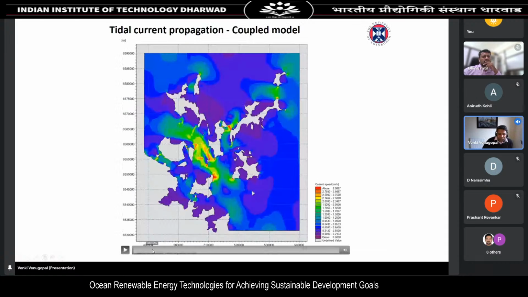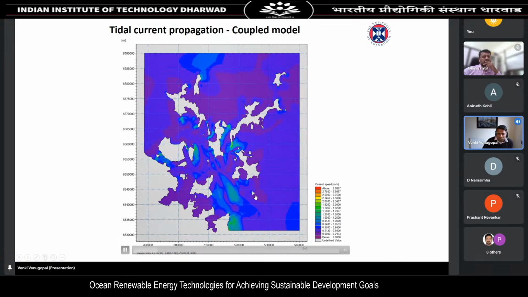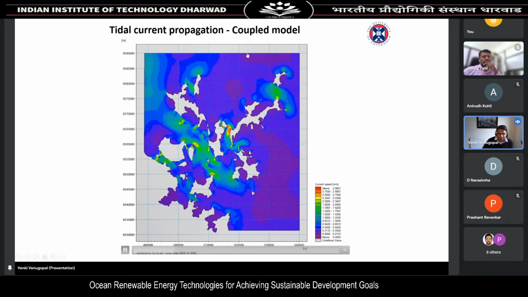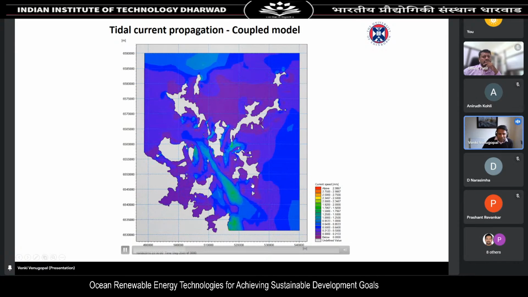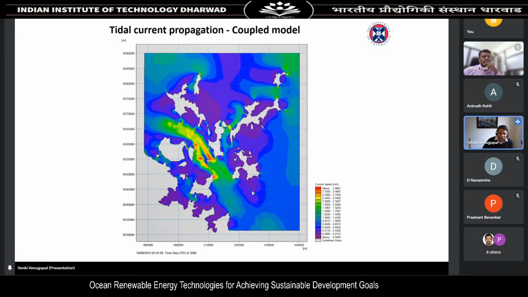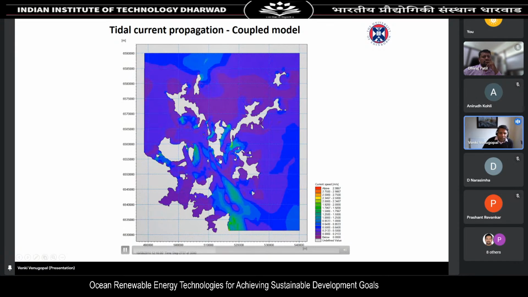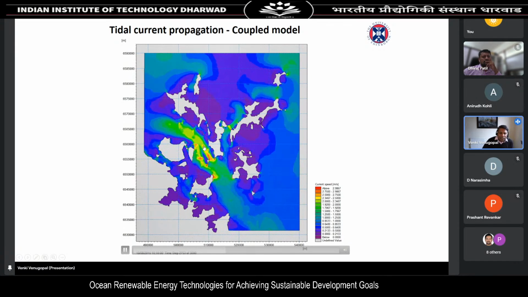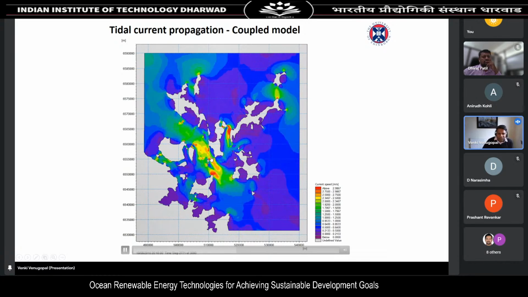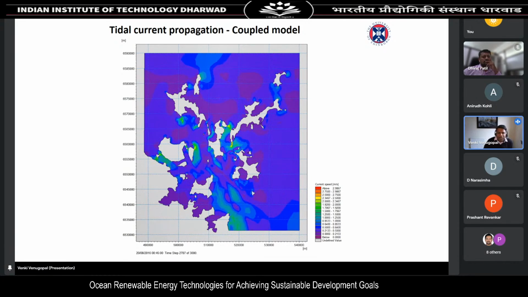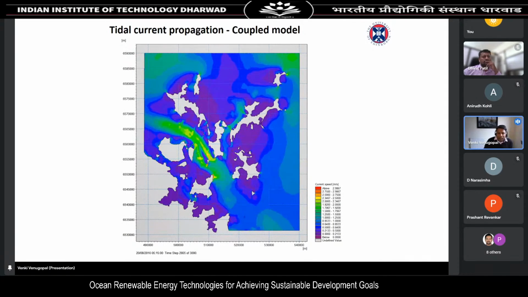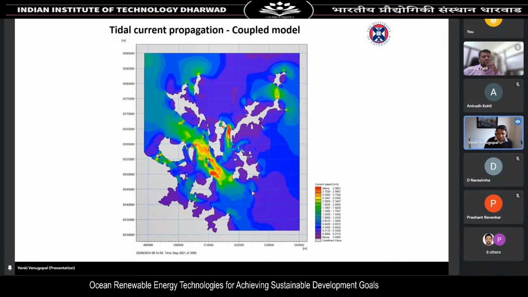And you could see the spatial variation of tidal current reaches more than 3 meters per second for the time period I have simulated. But these kinds of numerical models tell us where the tidal current is stronger, so that the developer can go and take those areas for developing the devices. So the numerical models help us to locate the regions where future developments can be placed.